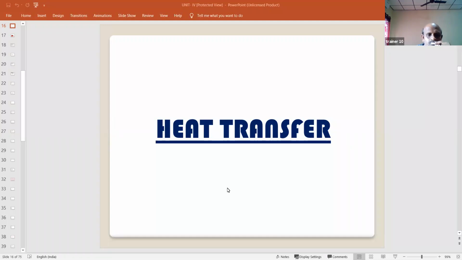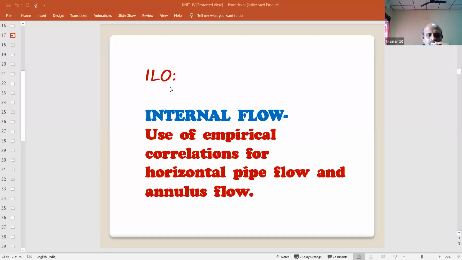So now we know that in this class, the ILO is internal flow. Here the main concept is we are going to study the internal flow. Until now we studied the external flow in forced convection. Now we are going to study the internal flow. In this, again, we have to use some empirical correlations.